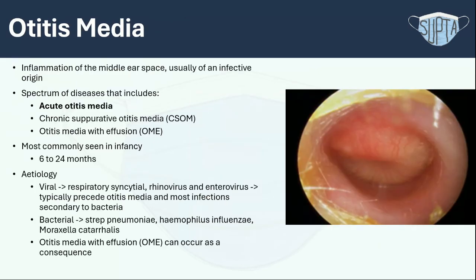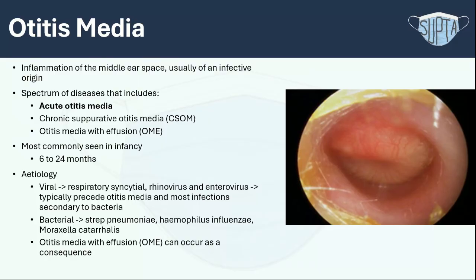So now talking about otitis media. This is inflammation of the middle ear space, and it's usually of an infective origin. It's a spectrum of different diseases involving acute otitis media, chronic suppurative otitis media, and otitis media with effusion, which is also known as glue ear. It's most commonly seen in infancy, so 6 to 24 months, as I mentioned, because it's mostly to do with the position of the eustachian tube and how it's quite horizontal. It can permit bacteria and other pathogens to travel into the middle ear space from the nasopharynx.